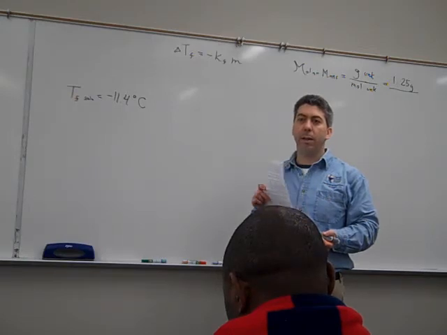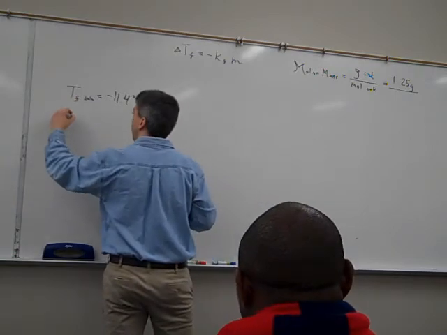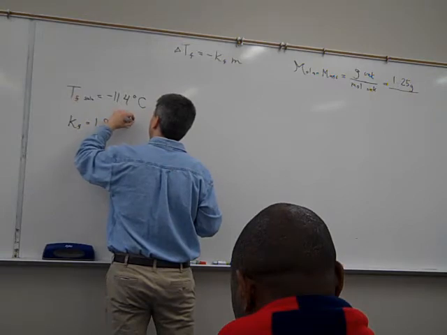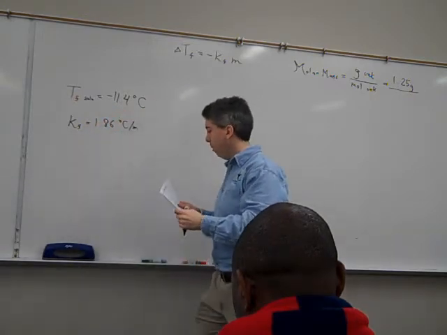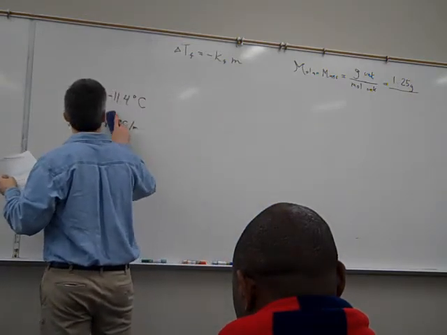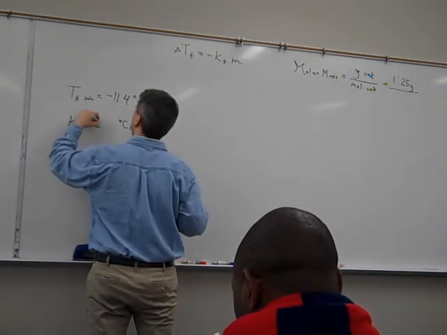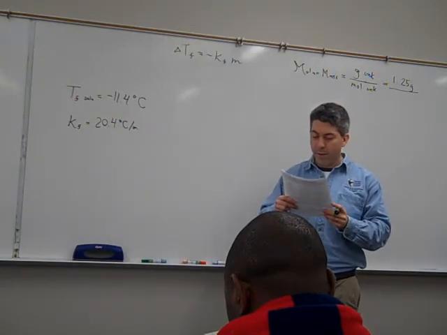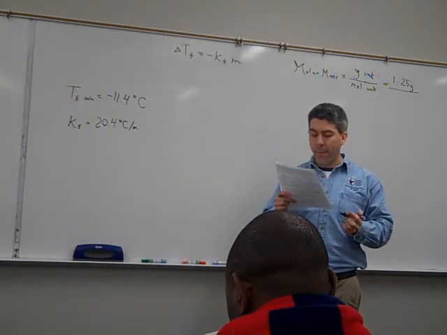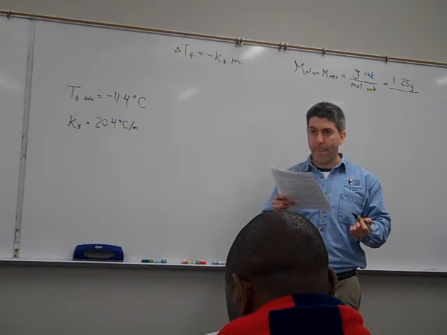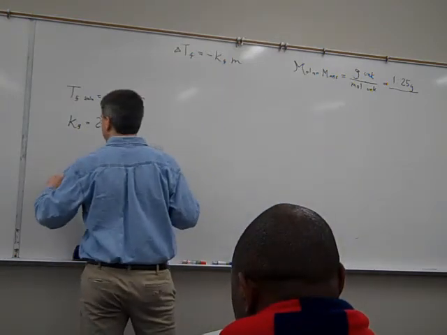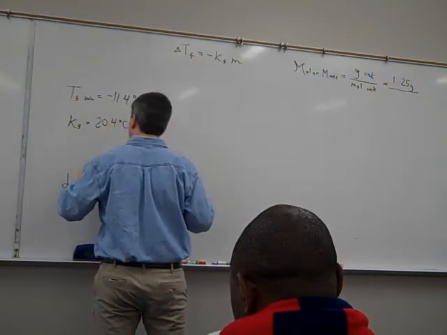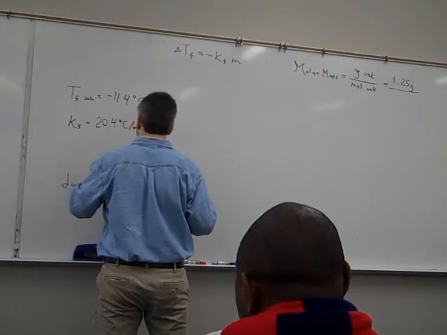We have Kf. Kf, in this case, is 1.86 degrees Celsius per mole, right? No, it's not. It's 20.4 degrees Celsius per mole. All right, so what else do we have? We have the density of cyclohexane, which is 0.7885 grams per milliliter.